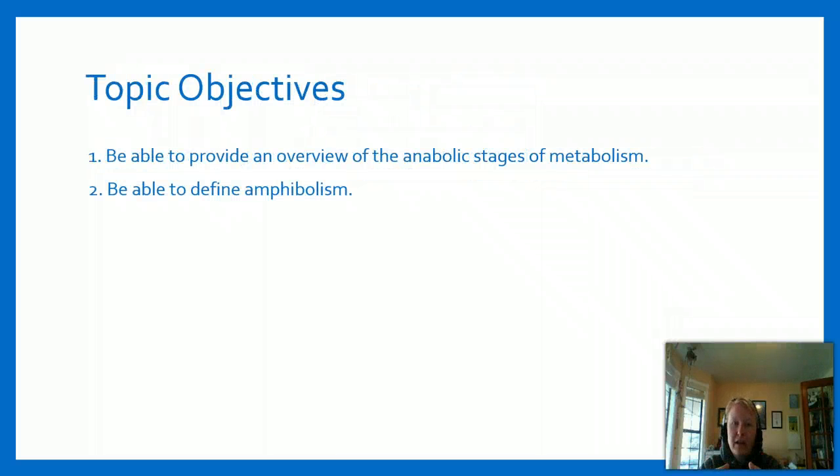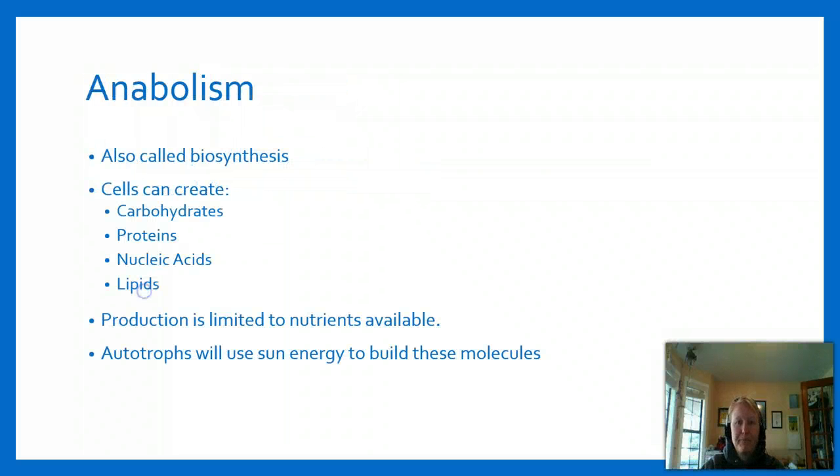So here are our topic objectives. We only have two and they're fairly simple and straightforward. So please review these and let me know if you have any questions when you're done with this topic lecture.